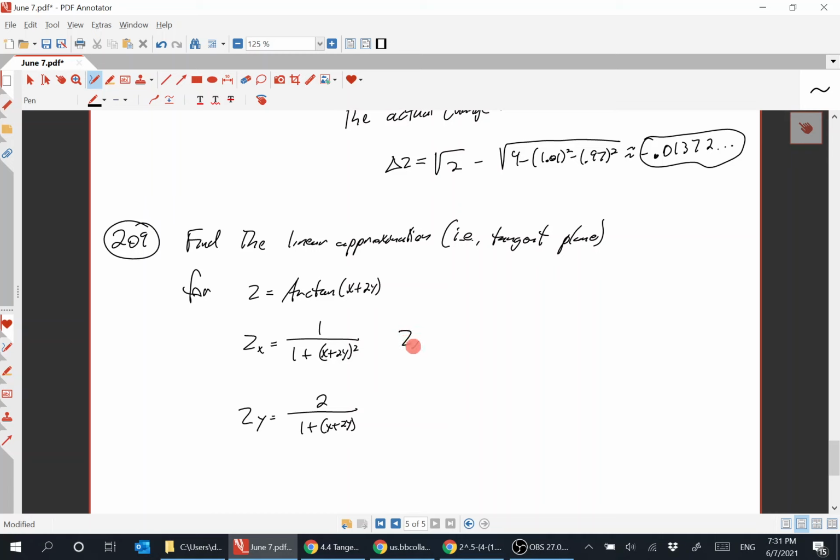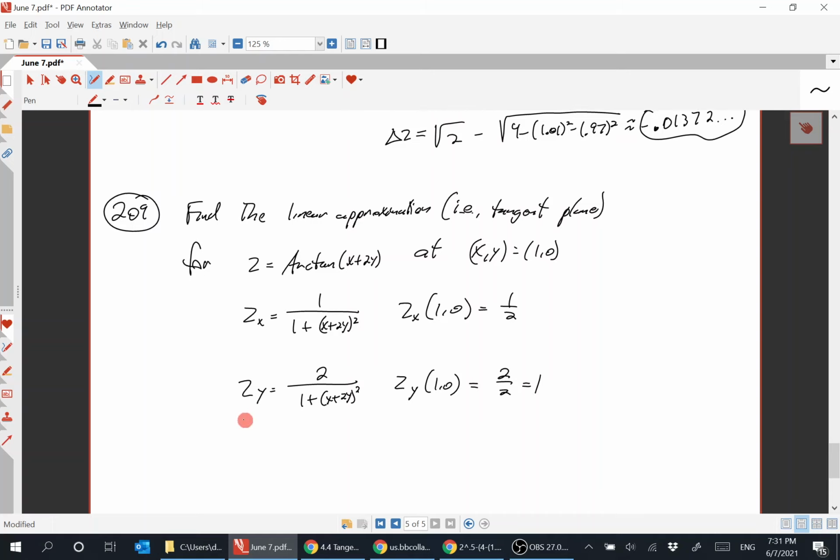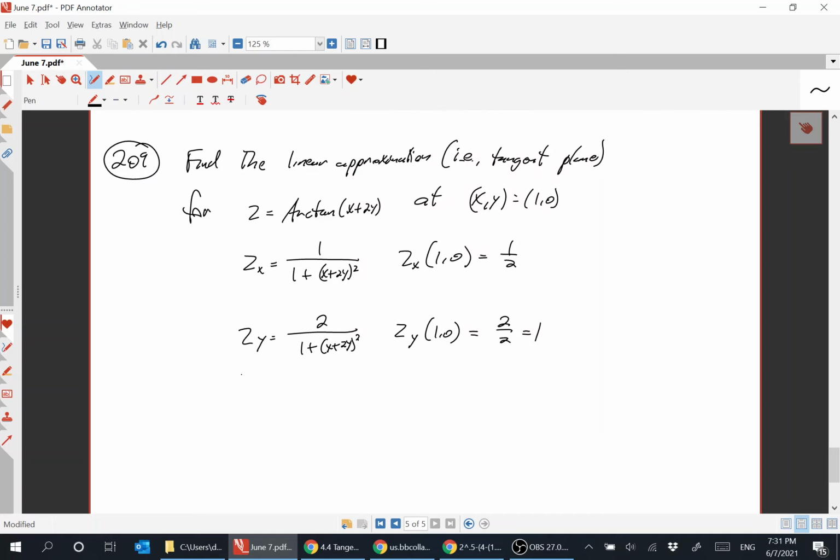Right, so zx at the point of tangency, 1, 0, is going to be, in this case, half. Zx, or zy, at 1, 0. Oops, that's a squared. So 1 plus 1, so it's 2, so it's 2 over 2. So that's 1.